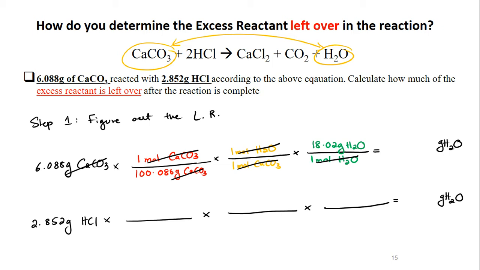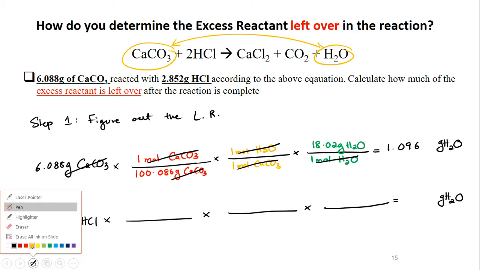So now I just have to divide 6.088 by 100.086 and then times that by 18.02. That gives me 1.096 grams of water being made from 6.088 grams of calcium carbonate.